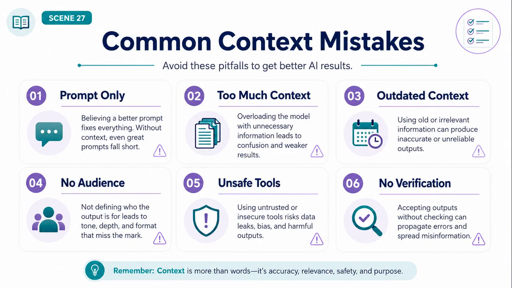Now let's look at common beginner mistakes. One mistake is thinking a better prompt fixes everything. Another is putting too much information into the prompt. Some people provide outdated or conflicting context. Some forget to include the audience or output format. Some connect tools without clear permissions. Some do not verify source quality. Context engineering needs design, not random copy-paste.